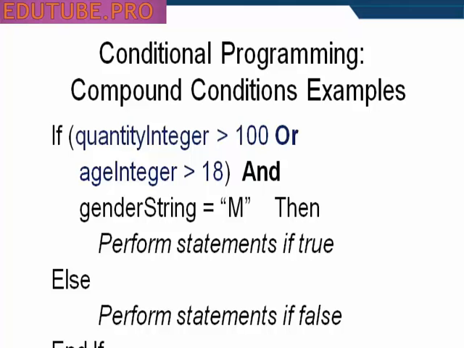So here is the same statement, but now I've included parentheses. What is enclosed in parentheses is going to be evaluated first, even though there is the presence of an AND, but in this case it's outside of the parentheses. So in this example, the part of the if statement that's evaluated first is quantity integer greater than 100 or age integer greater than 18. After that comparison is done, the result of that is then compared to gender string equal to M.